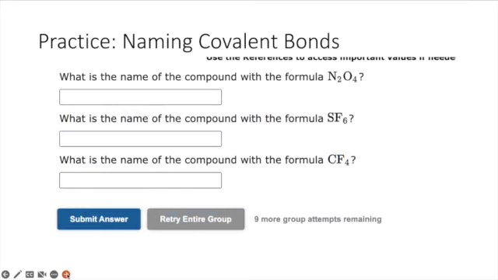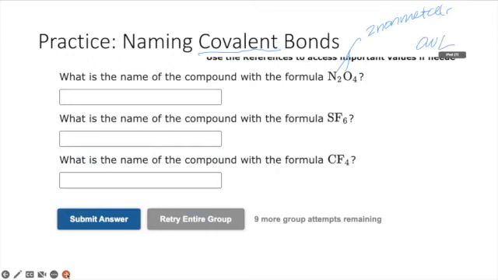All right, so let's practice with our OWL here. So this is specifically covalent compounds. If we weren't told that they were covalent compounds, we know to use the covalent naming rules based on the fact that this is 2 nonmetals.